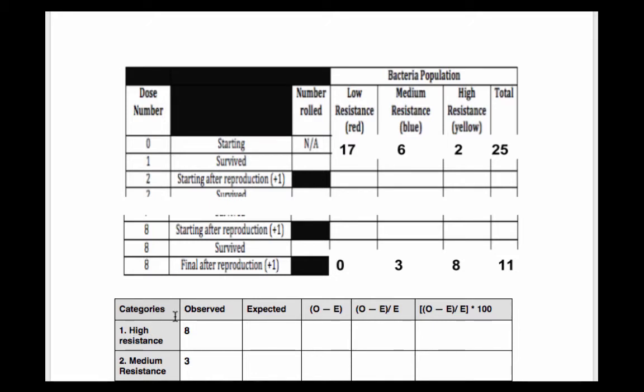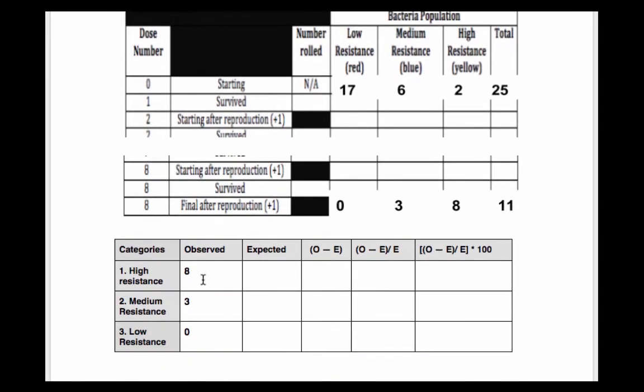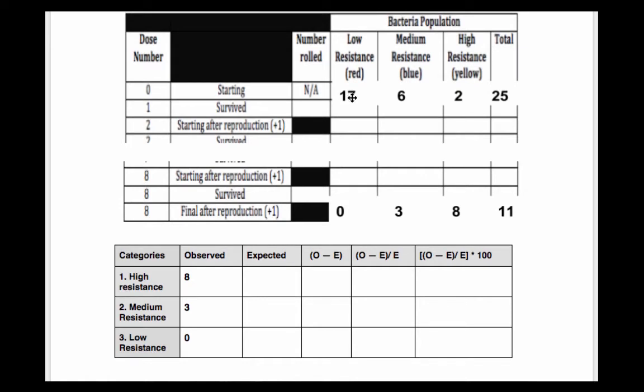Well, we can use a sort of modified version of percent error. So we can take our ending numbers, our observed numbers, and input them into our percent error chart. And then we might be tempted to just put in our starting population numbers. So for high resistance, put in 2, then 6, and 17. However, when we look at the total population numbers, we started with 25, but then we get down to 11. So there's no way we can expect to have 17, 6, and 2 because we only have 11 to end the simulation.